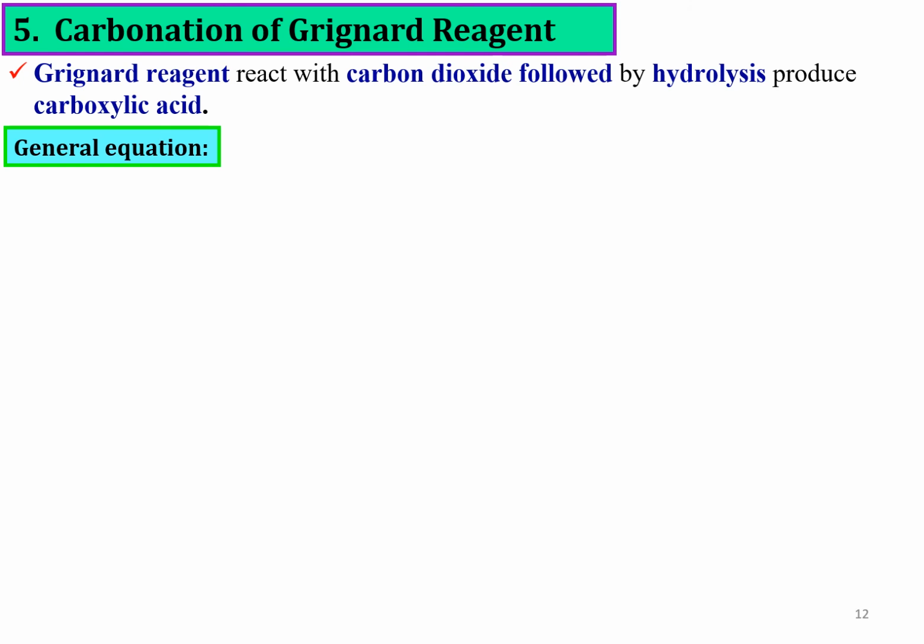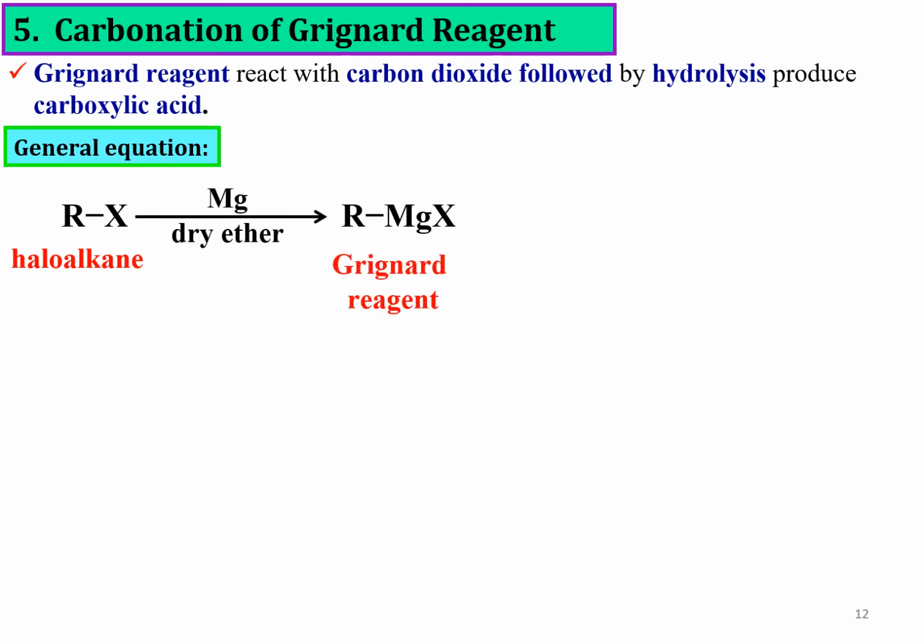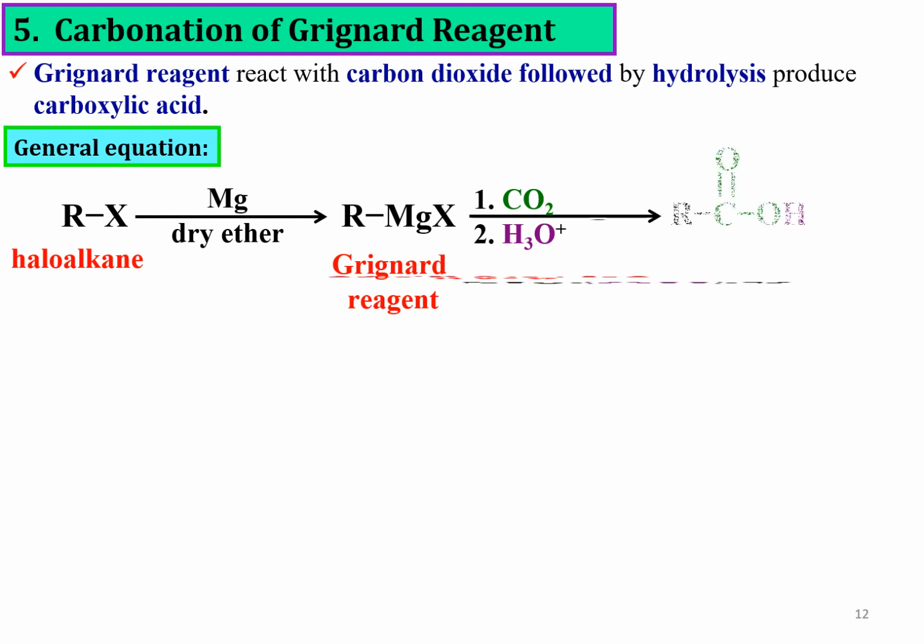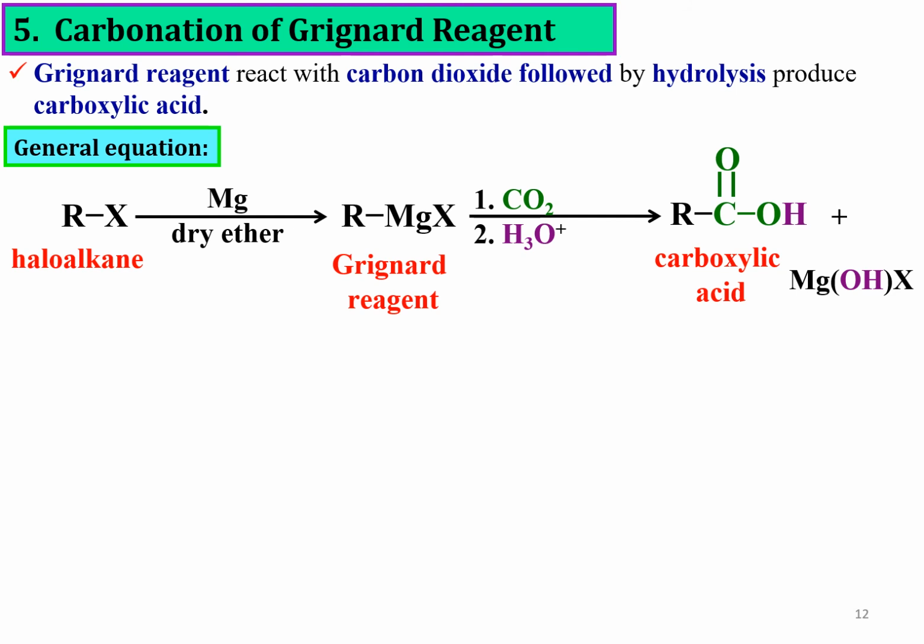Okay, now we look at the fifth method, carbonation of Grignard reagents. Grignard reagents react with carbon dioxide followed by hydrolysis to produce carboxylic acid. So starting from haloalkanes, react with Mg in dry ether, we get Grignard reagents. The Grignard reagents react with, first step, carbon dioxide, second step, acidified hydrolysis, we get carboxylic acid plus byproduct MgOHX.